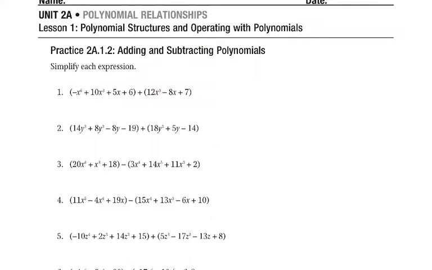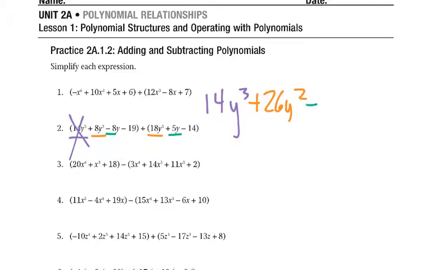All right, let's bust some of these out now. So, number 2, look for my highest degree, 14y cubed. There's no other y cubes. That's where we start off. Look at the next one. It's y squared. I've got a positive 8, positive 18. 8 plus 18 would give us positive 26y squared. Then I've got a regular y to the first. Negative 8, positive 5, negative 8 plus 5 is negative 3y. Then my constant, negative 19, negative 14, two negatives together make a bigger negative, so that would be negative 33.